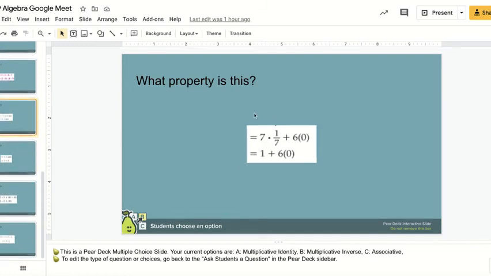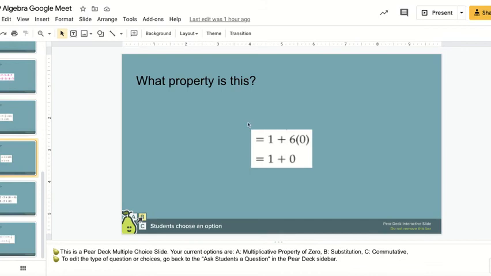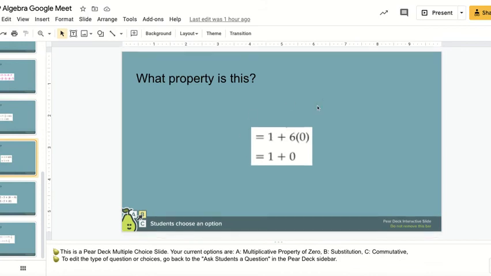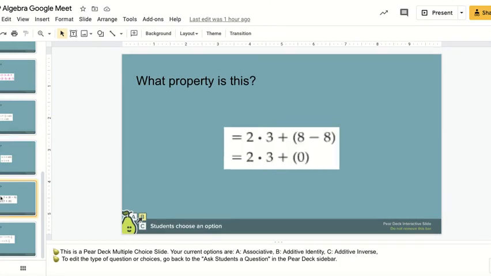For slide 10, notice the only thing that changed was 7 times 1/7. My number did change, so this is not an identity. My number changed to 1. So this is the multiplicative inverse. And here I multiply by the reciprocal. 7 times 1/7 is 1. So multiplicative inverse. Here for slide 11, we are multiplying by 0. So this is the multiplicative property of 0, saying that I will always get 0 for my answer.